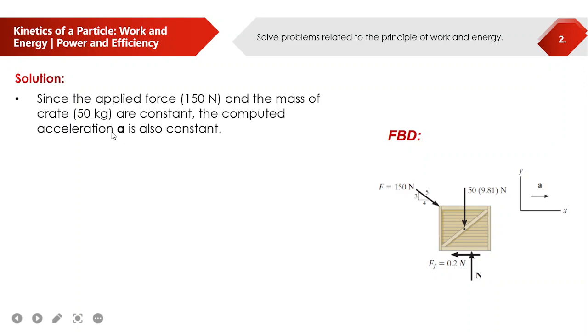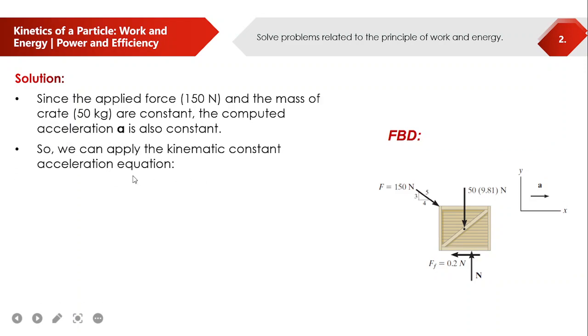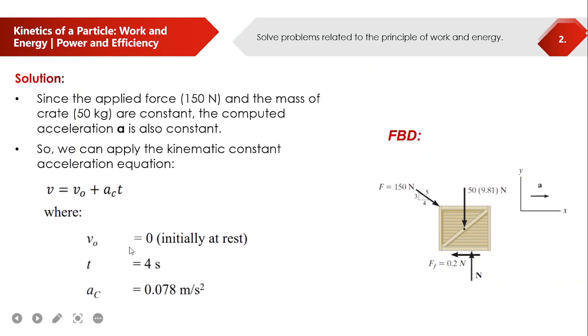So that we can now solve for the velocity. So since the applied force 150 and the mass of the crate are constant, and the computed acceleration a is also constant, no? So we can apply the kinematic constant acceleration equation, this one, so we can solve for the velocity of the crate. Therefore, that will be your V sub O is 0 since it is initially at rest.